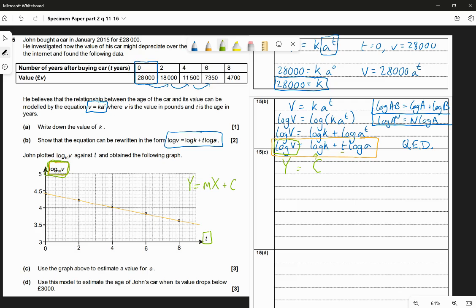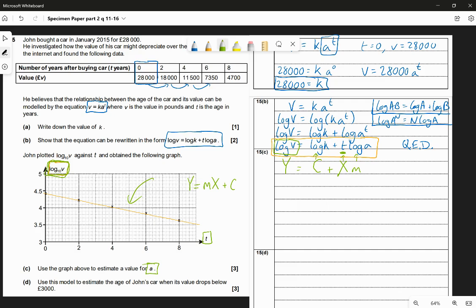I said that t was replaced with what we replaced the x with. So it's like I've got x there, and then log a has replaced the m in the mx plus c. So log a actually represents the gradient of this graph, and that's going to help us find an estimate for the value of a. If I can find the gradient of this line that I've just drawn, I can find the value of a.